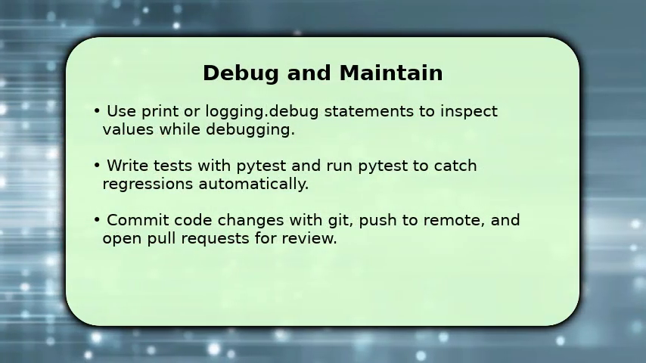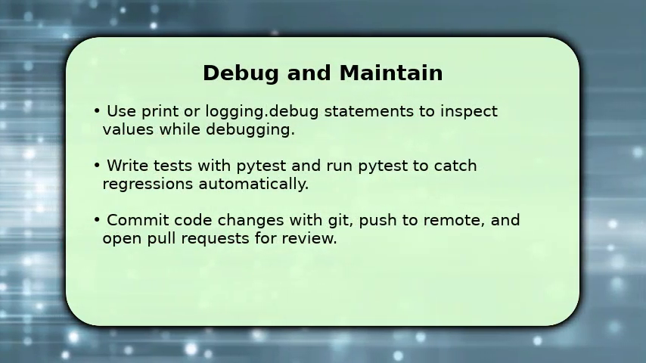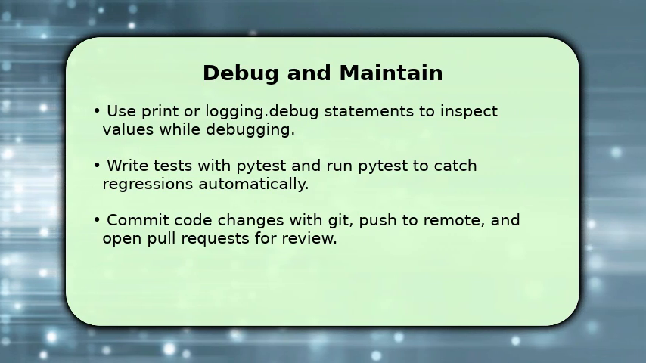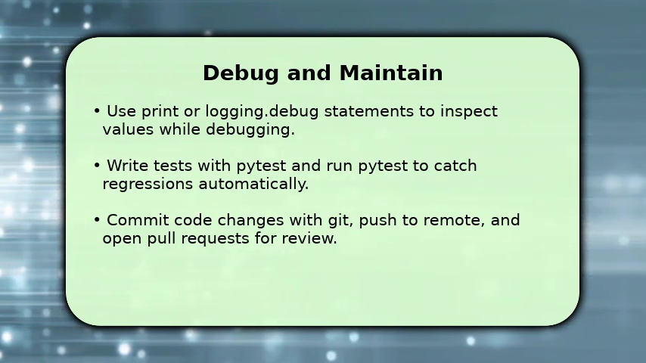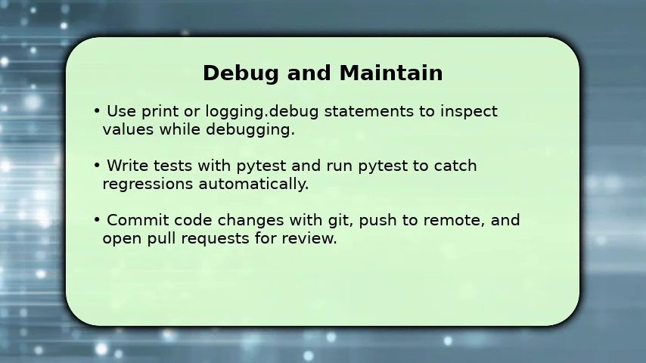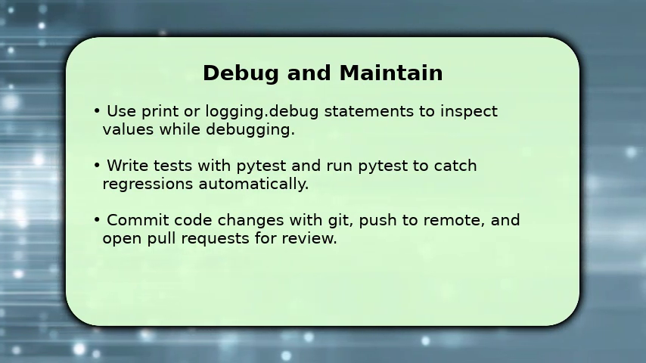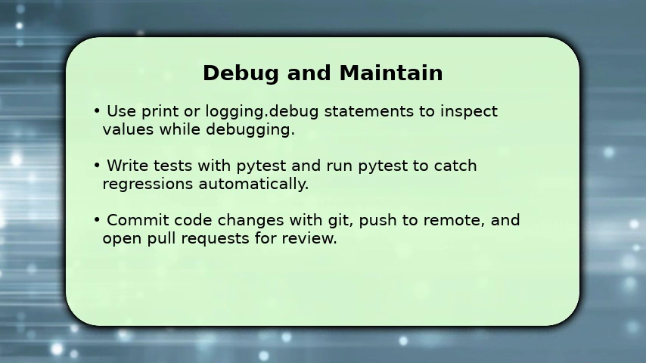When errors occur, add print or logging debug statements to inspect variable values quickly. Use the VS Code debugger to set breakpoints and step through code line by line. Write unit tests with pytest and run pytest to verify behavior before changing production code.